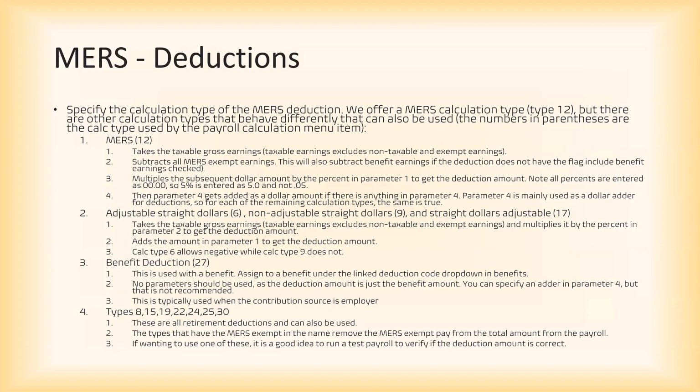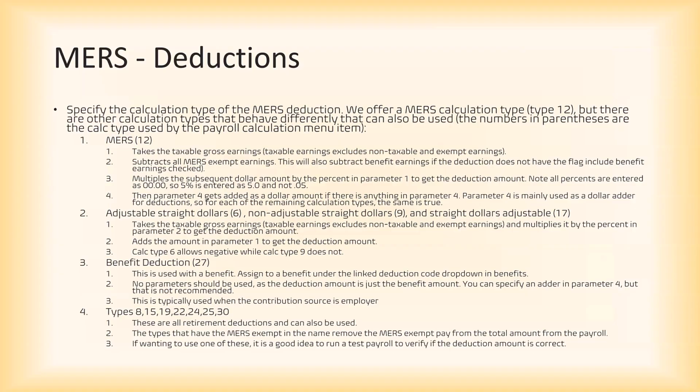So this is typically used when the contribution source is an employer. So don't use this unless you're using a benefit, is what I'm going to try to say. And then we have a bunch of different types, 8, 15, 19, 22, 25, 24, and 30. They're all retirement deductions. They can be used.